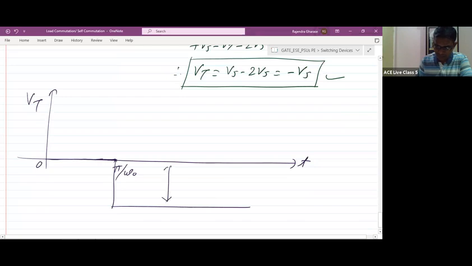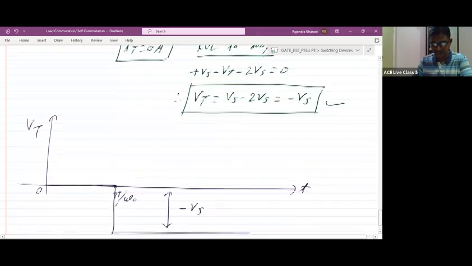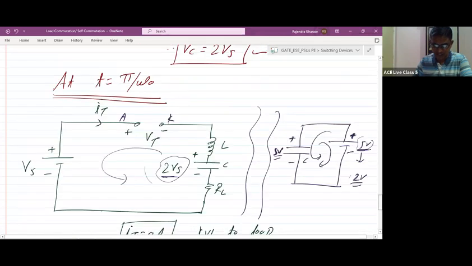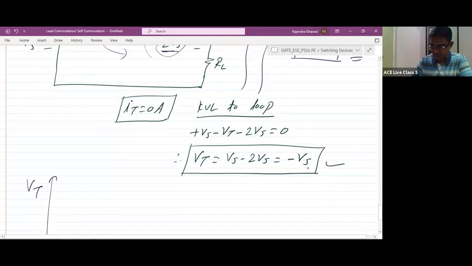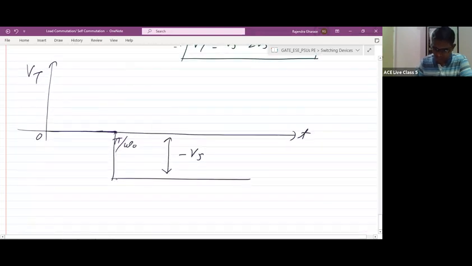This voltage is minus Vs. And as the capacitor is not discharging, the capacitor voltage will remain 2 Vs only. This voltage will be Vs only. So what about the VT? VT is Vs minus 2 Vs. So it is minus Vs only, right? VT is equal to minus Vs, whatever we discussed. This voltage will remain as it is till infinite time. So that's why TC will be infinite in this case.